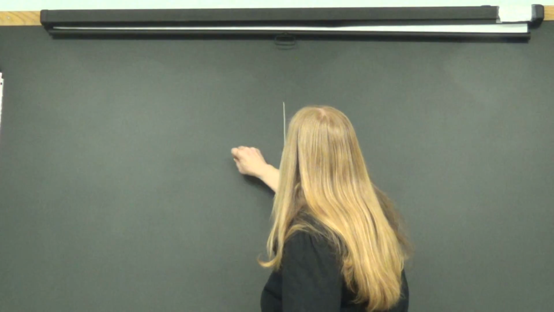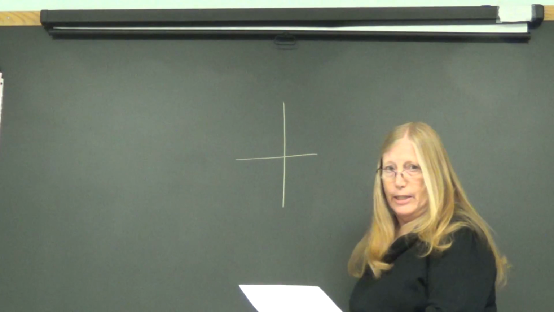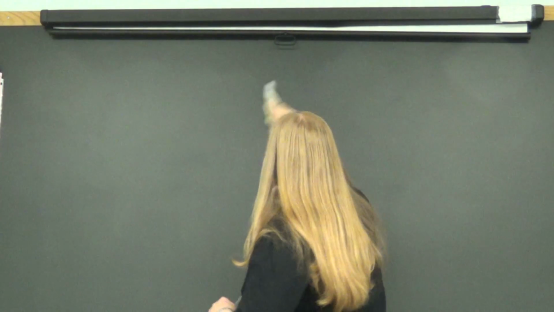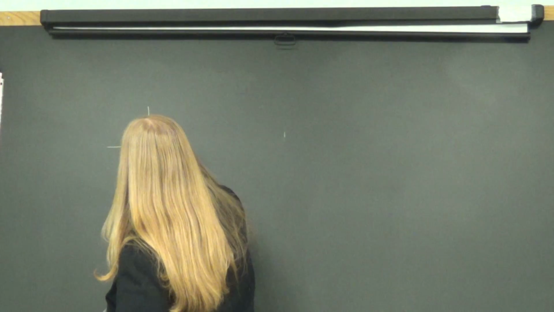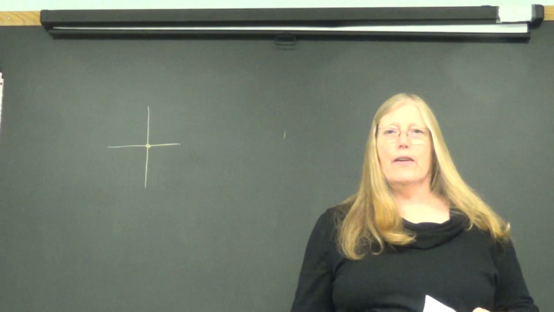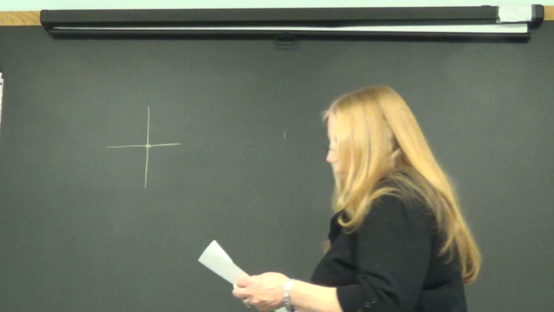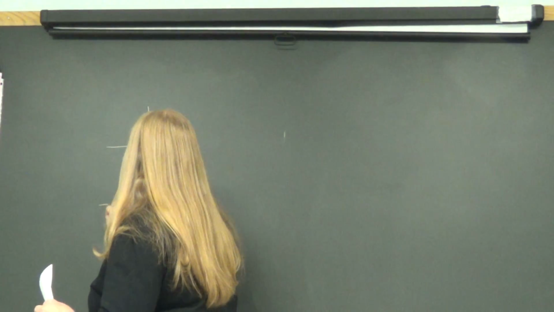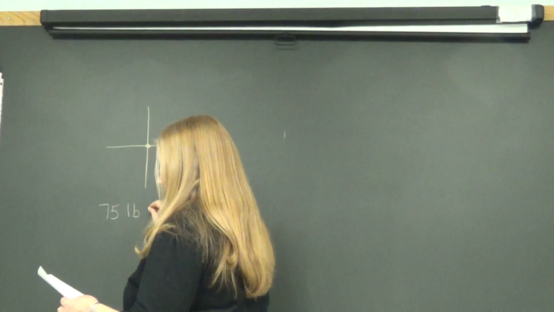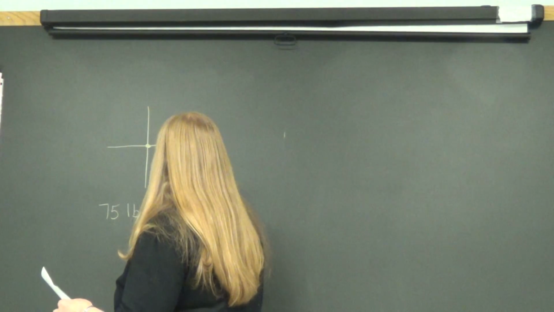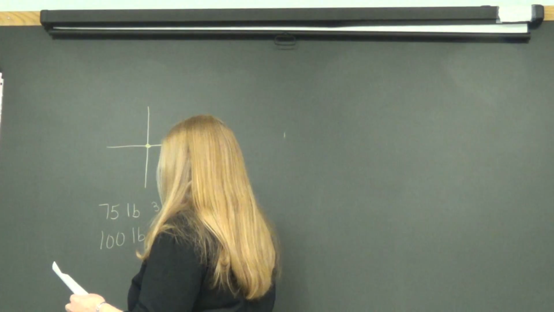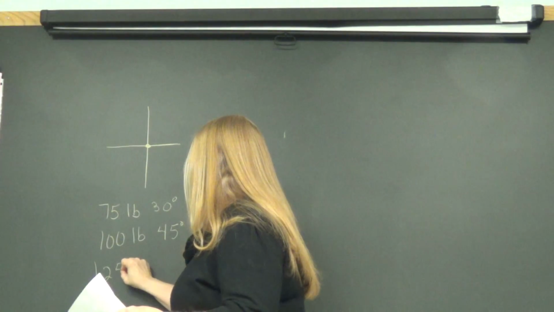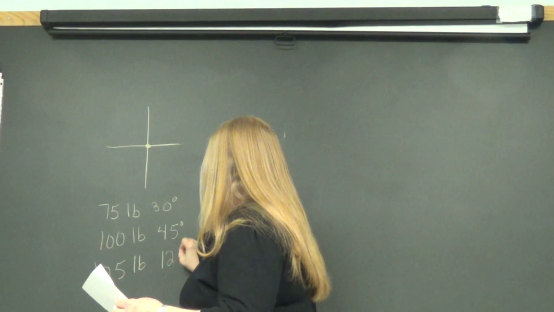is we're going to have a spot, and from this spot, let me see where I am. I'm going to move this spot over here. I think it still shows up. Here's my spot, and from that spot, I'm going to apply some forces. There's going to be a 75-pound force on that spot at 30 degrees. There's going to be a 100-pound force at 45 degrees and a 125-pound force at 120 degrees.